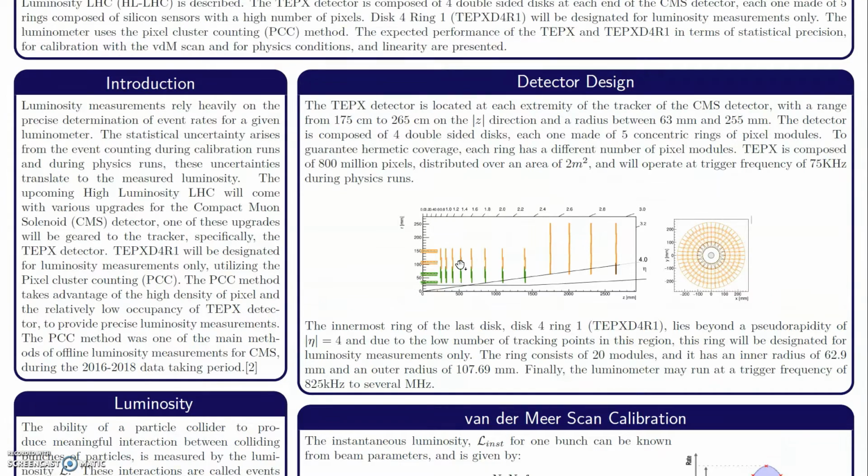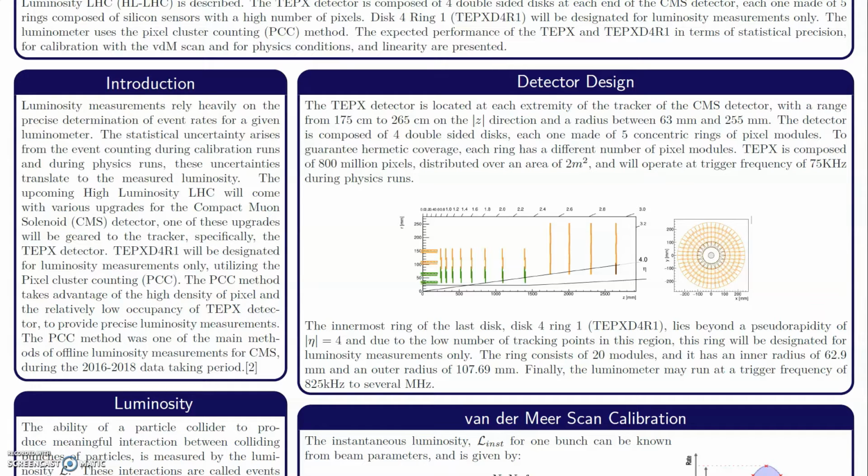The detector design. The TEPX detector is located at each extremity of the tracker portion of the CMS detector, and it has a range of 175 centimeters to 265 centimeters in the Z direction, and has a radius between 64 millimeters and 255 millimeters. The detector is composed of 4 double-sided discs, each one made of 5 concentric rings of pixel modules, and to guarantee hermetic coverage, each ring has a different number of pixel modules to compensate for the layout and the gaps left by the square modules.